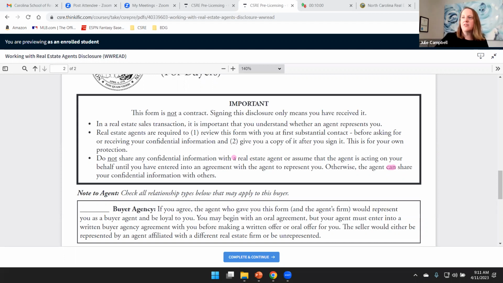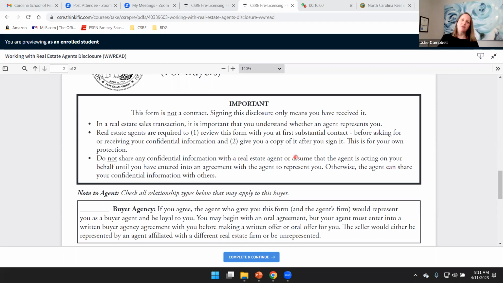Question comes in: a buyer lives out of state and calls about a property. Could you send it via email? And would an email signature suffice? Great question, and the answer is absolutely. Delivery method doesn't matter, so long as we get it into the consumer's hands. So if first substantial contact happens over the phone or on the website, we still have the conversation. We still discuss it with them.